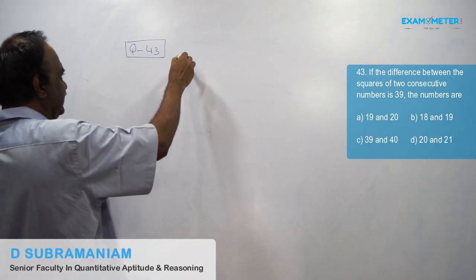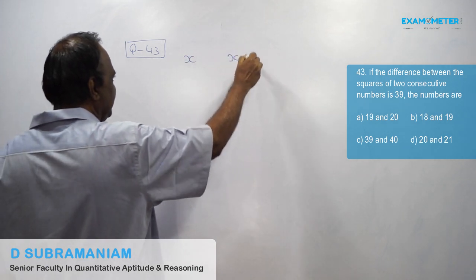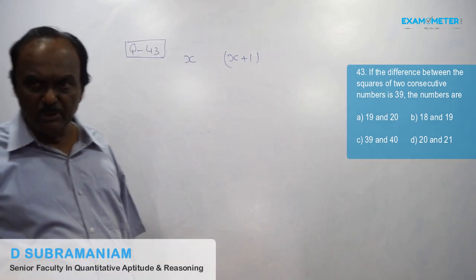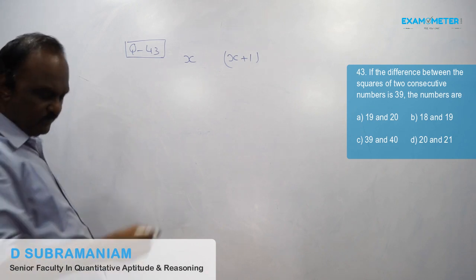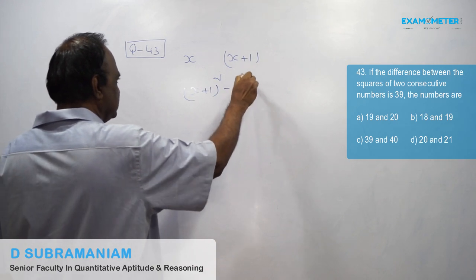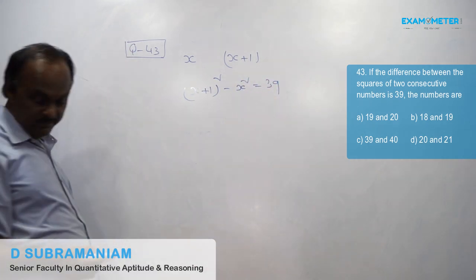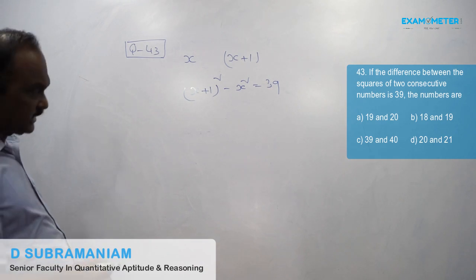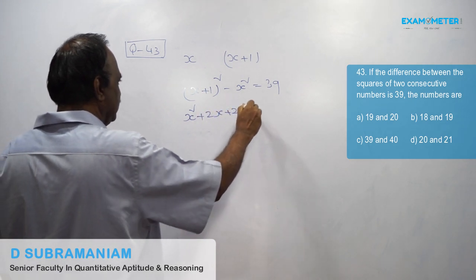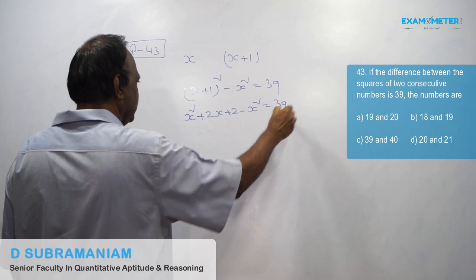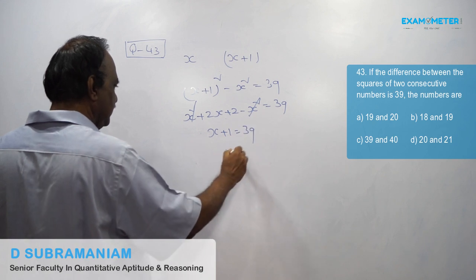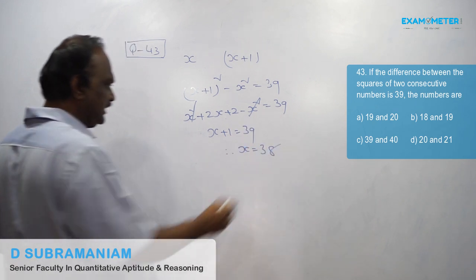So one number we will take as x, the other number as x plus 1. Two consecutive numbers. (x plus 1) whole square minus x square is equal to 39. This will be x square plus 2x plus 1 minus x square is equal to 39. 2x plus 1 is equal to 39. Therefore, x value comes to 38.